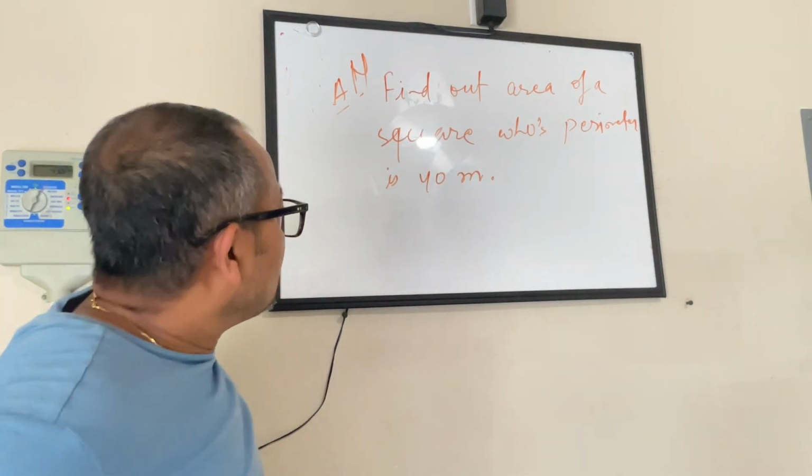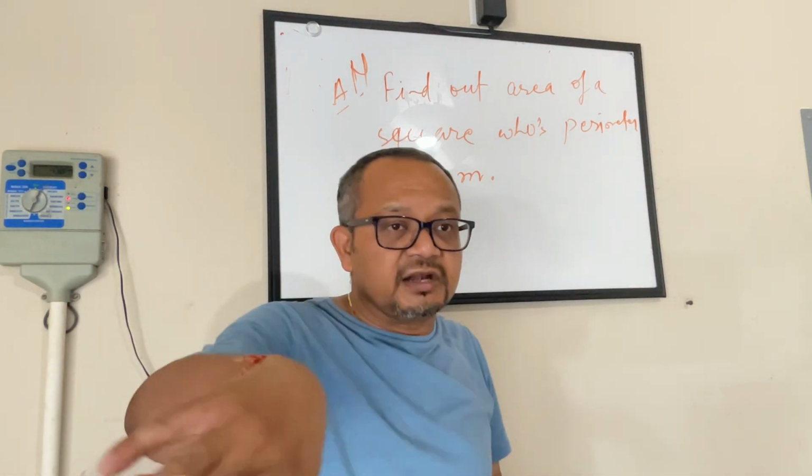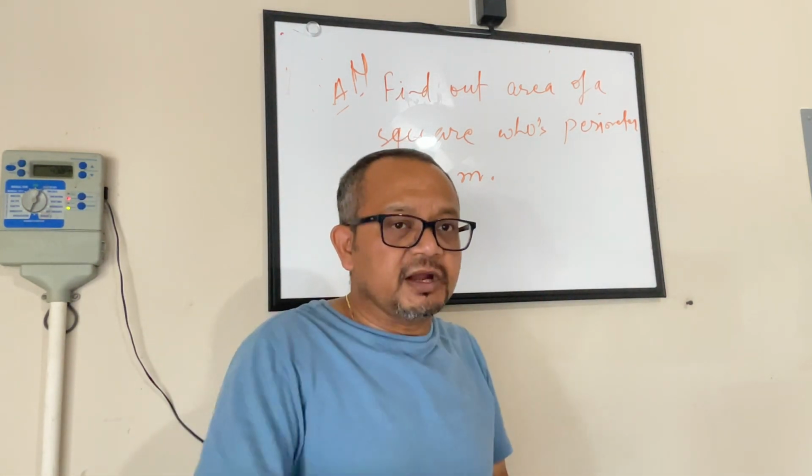That is when I start thinking, I have to find out the area of a square. Take your hands out, Ishan. That is disturbing. Remove your hand.